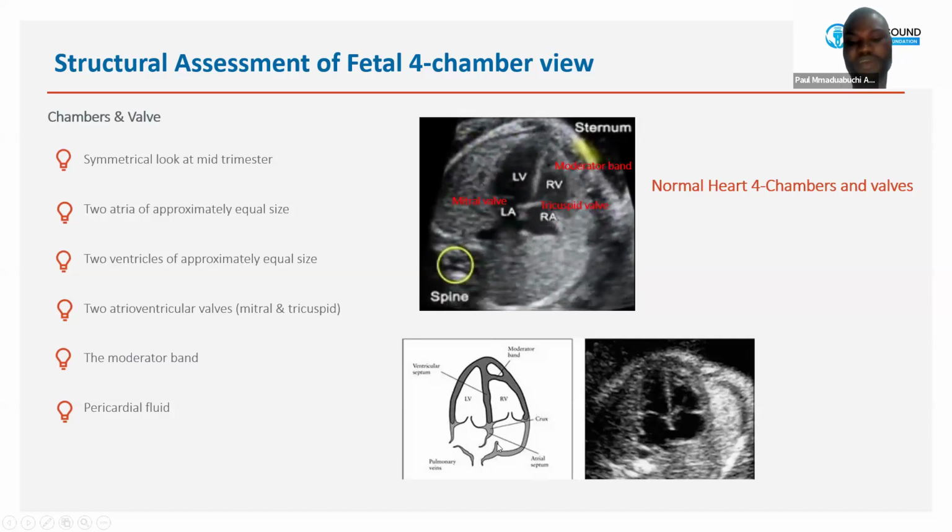The image here helps us to notice the moderator band. If you cannot see it very well here, this is the moderator band, and this is your ventricular septum. This is the cross, the center of the heart, and this is the tricuspid valve. This is the mitral valve, and this is the atrial septum. And the left atrium receives the pulmonary veins, the left and the right pulmonary vein.